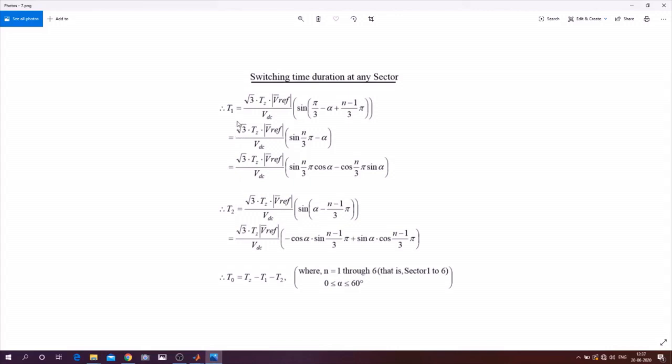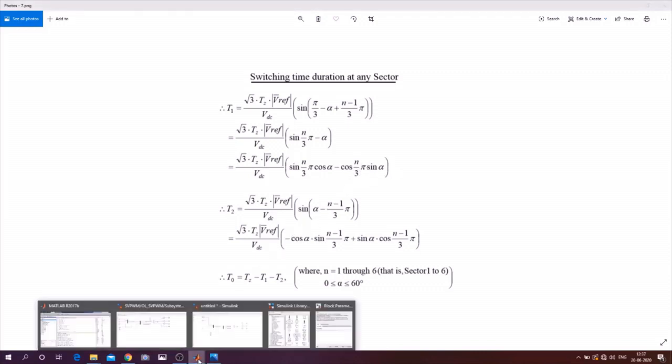Now you see for T1 we have written this part. Now we need to write this part. So what is written over here? It is sine n pi by 3 cos alpha minus cos n pi by 3 sin alpha.